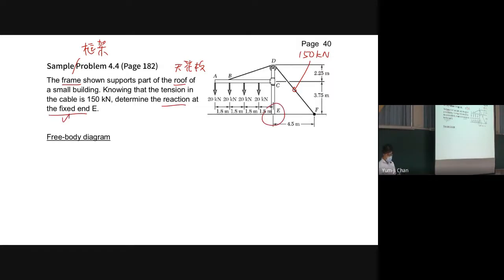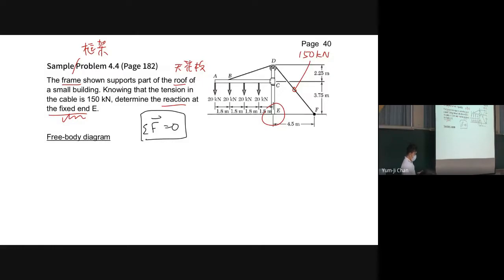So it is a fixed end. Are there any words that we don't know? I think we know the other words. In this problem, we will use summation F equal to 0, because it is in equilibrium. So we need to draw the free body diagram. First of all, we work on the free body diagram.